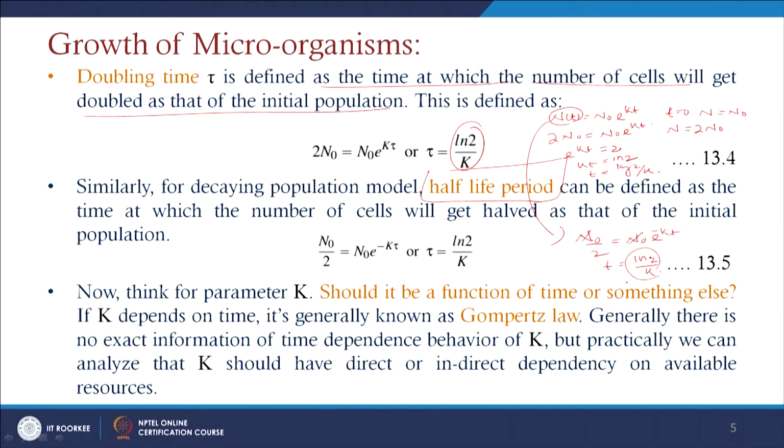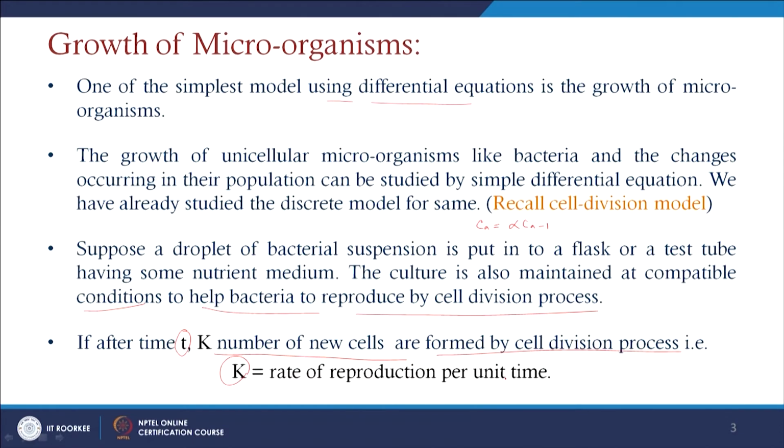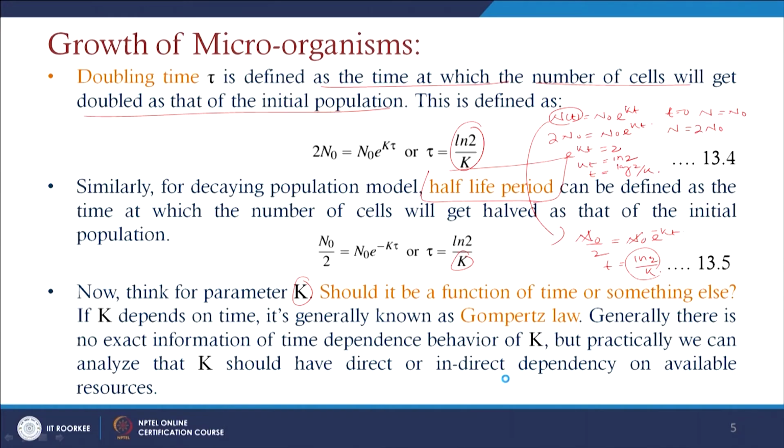Now, think of the parameter k here. k is nothing but the rate of reproduction per unit time. Sometimes it may be decaying, sometimes it influences the increment of the population level. So, we can think of how this parameter k acts inside the population level for the increment and decrement of this population level. Should it be a function of time or something else? So, with respect to time, whether k will change or not, we also have to consider.